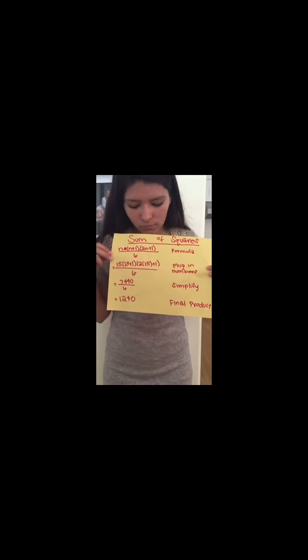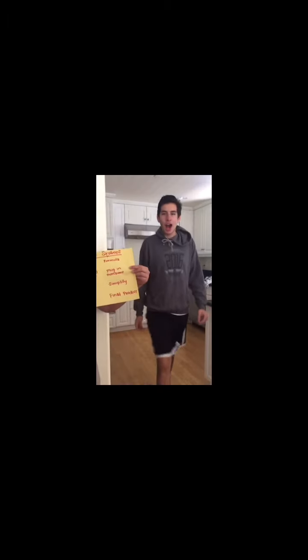To find how many apples are in the stack, instead of plugging into summation notation, you plug into the sum of squares formula, which is n times (n plus 1) times (2n plus 1) over 6. So then you plug in 15, which represents n, into the formula, and you get 7,440 divided by 6, and once you divide, it is 1,240. Bingo!